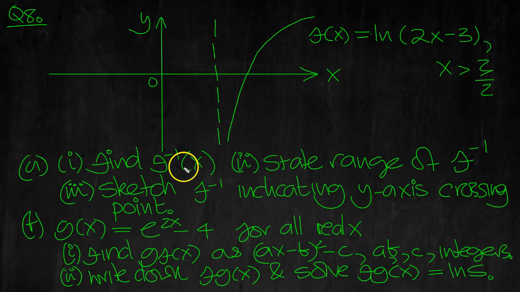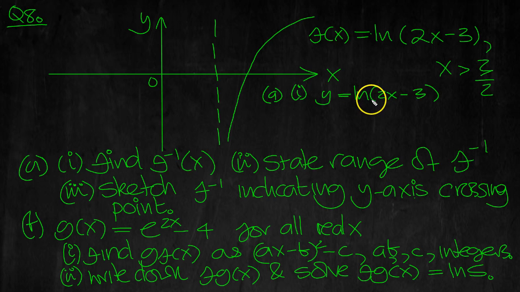The first thing is to find the inverse function f minus 1. Okay, here's f of x. So, right, I'm going to do it over here, I think. So y is equal to ln 2x minus 3. And this is part 1.